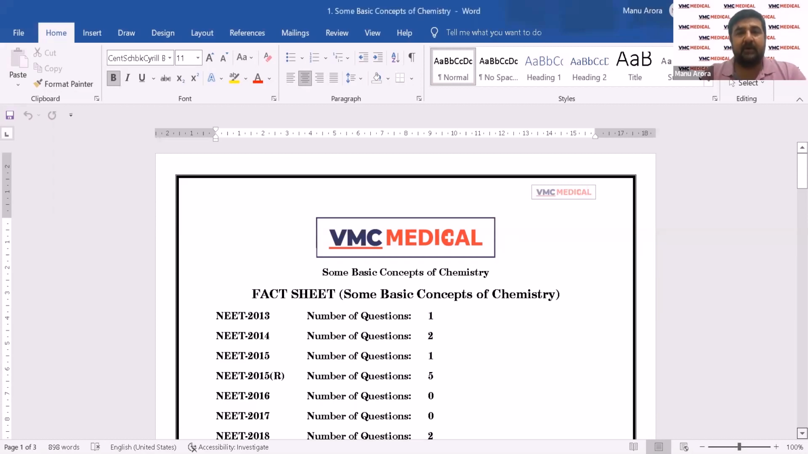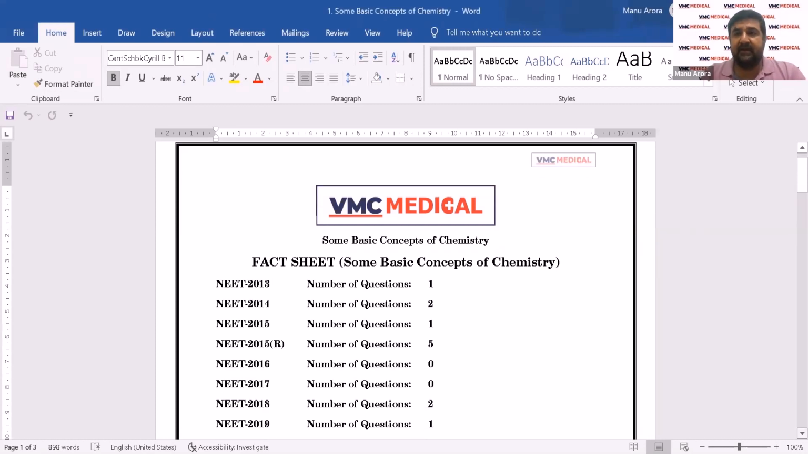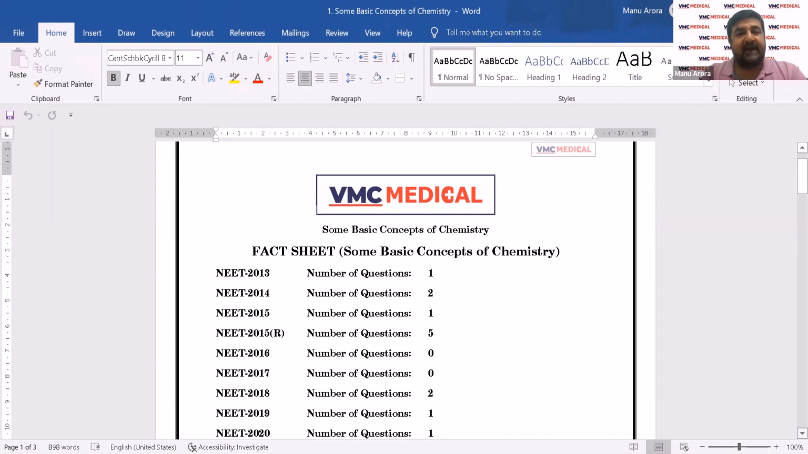So on the whole, if you look at this chapter, let me just give me a moment and I can screen share. Great. Now if you look at this chapter on the whole, I can clearly see the fact sheet.